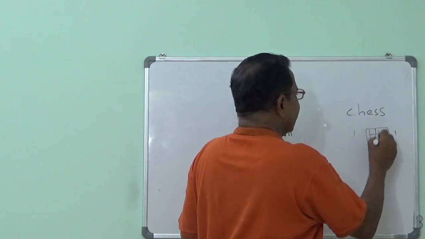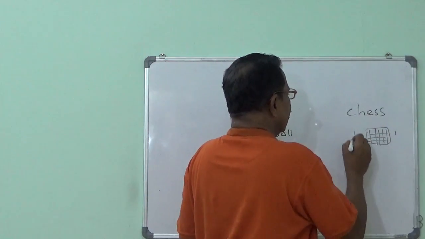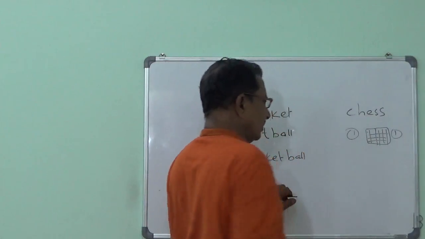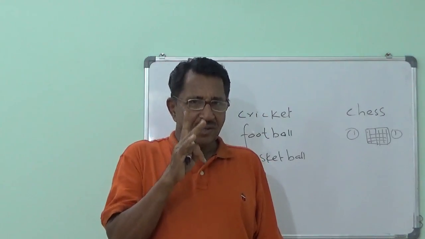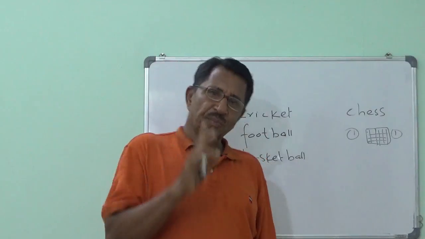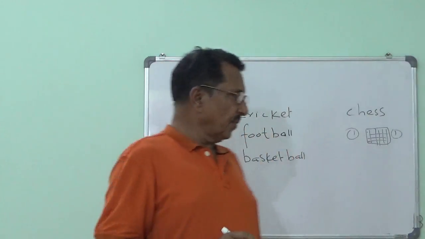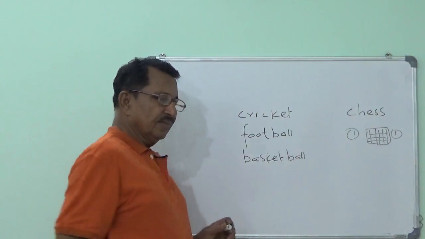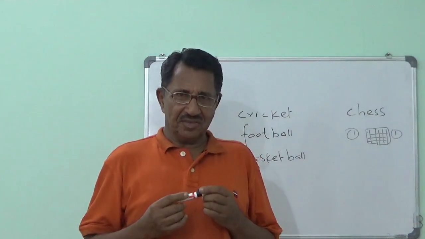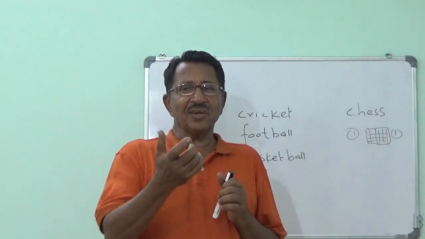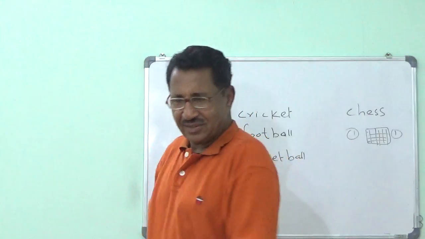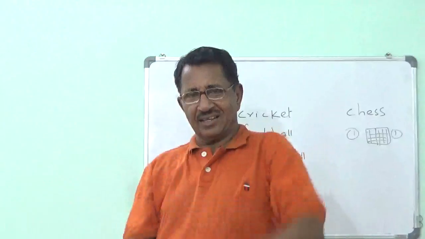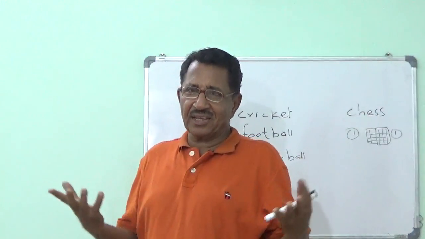This is the chessboard. So one person will sit here, another person will sit here, and they play. Only 2 persons play chess. Two persons are enough for playing chess. But what about cricket? Oh no, it's not possible with two persons. You can practice. You can throw a ball at one person and another person can bat like this. That can be done. But playing is not possible.